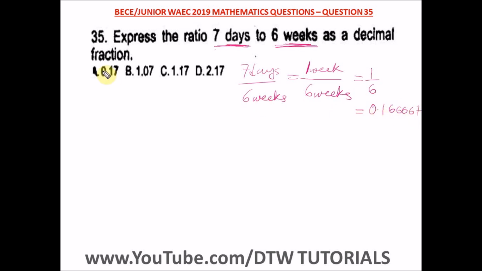And from here you can see this option is in how many significant figures? Just 2 significant figures. So approximating, we have 0.1. This 6 here can add to this 6 here, that's plus 1, and if it adds, we have 7. So 0.17. So this is our answer, and our right option is option A.